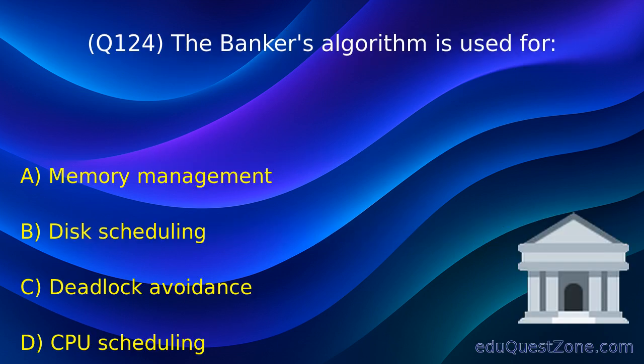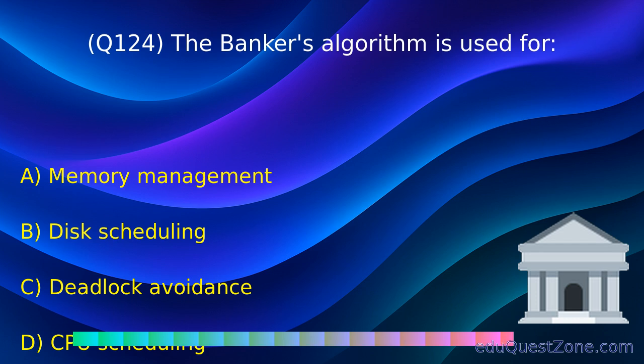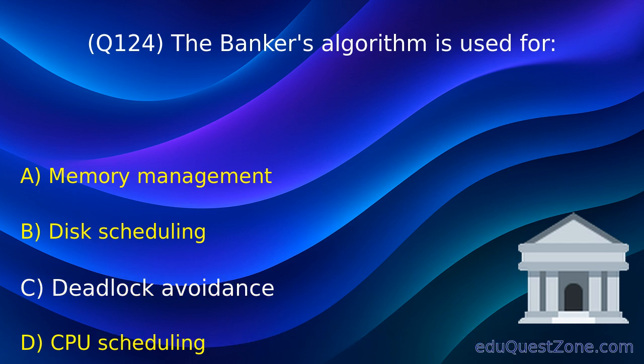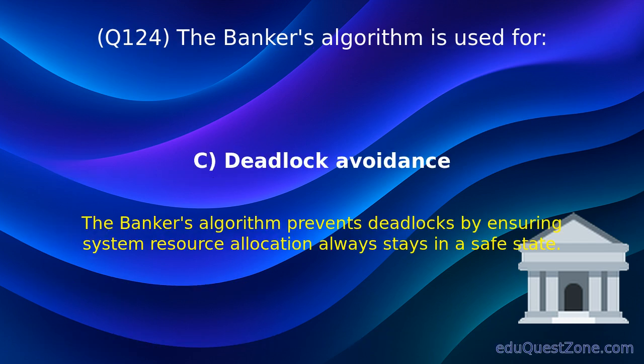Question number 124. The banker's algorithm is used for. Option C, deadlock avoidance. Banker's algorithm prevents deadlock by checking for safe allocation states.